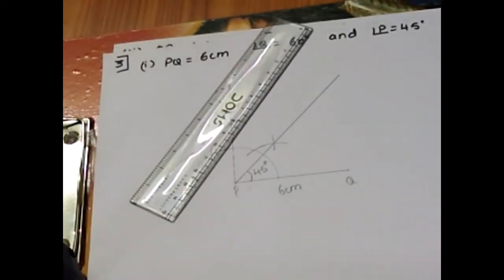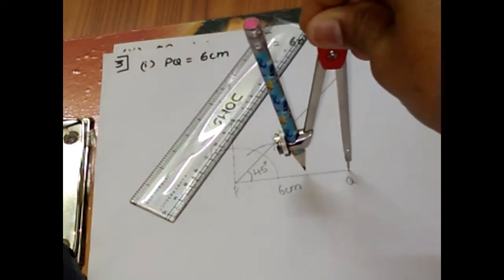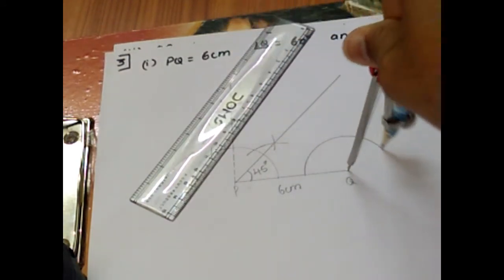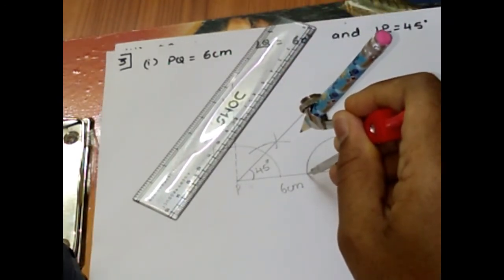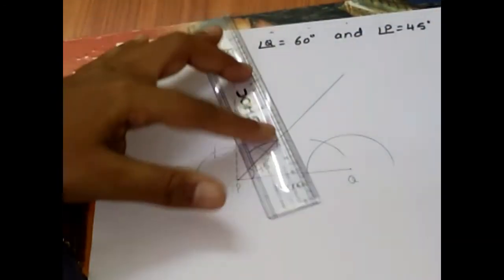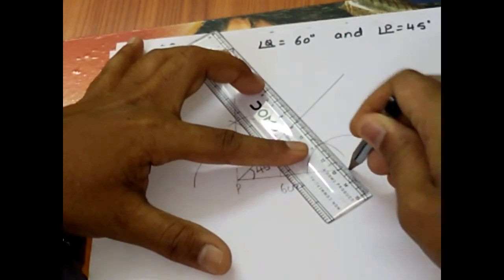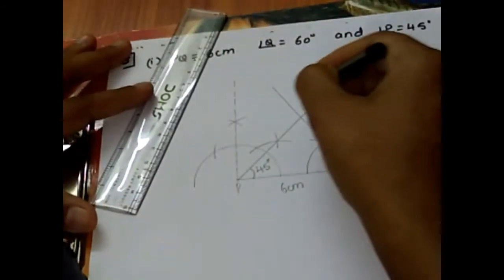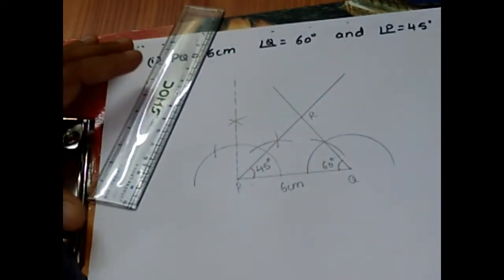What about angle Q? Angle Q is 60 degree. I need to construct it on the other side, that is at the end point of the line segment PQ. So take a compass. The first arc will give you 60 degree. Just join it. The intersection point of both the angles will give you the vertex R. This is equal to 60 degree.